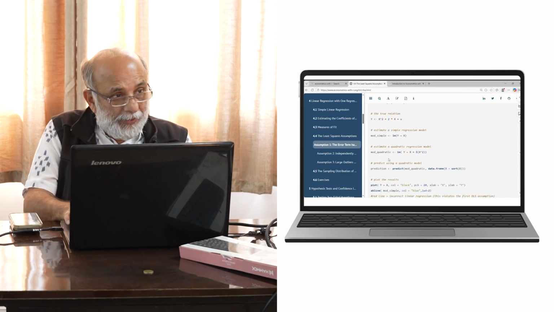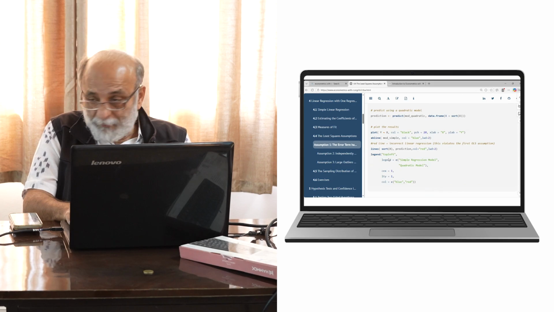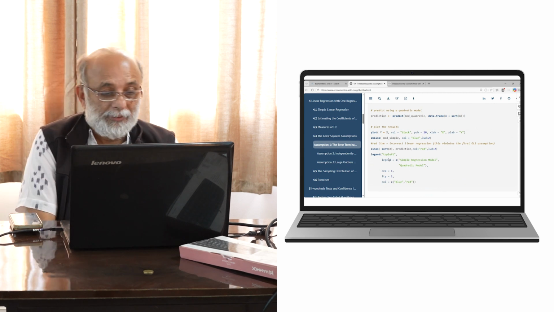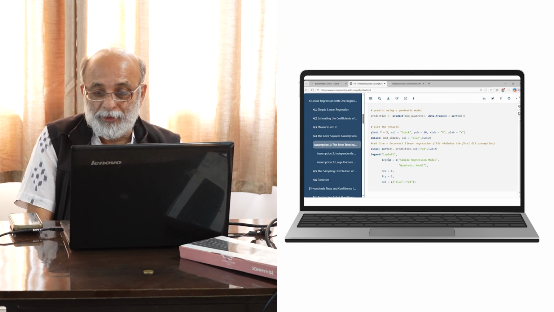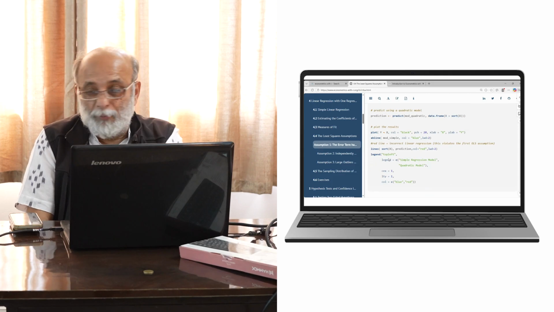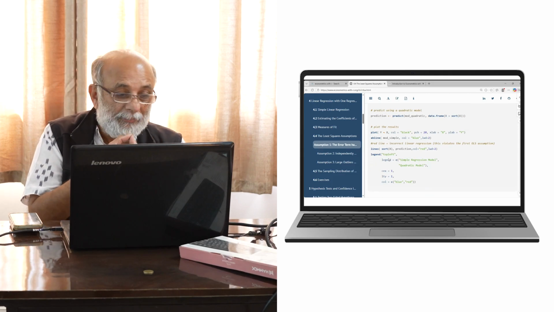Let me bring it here, make it a little bigger for you to see. You can just copy paste this and put it into your R. If you open this on your computer, just copy paste and put it into R, right? It'll just work. You don't have to retype everything again.